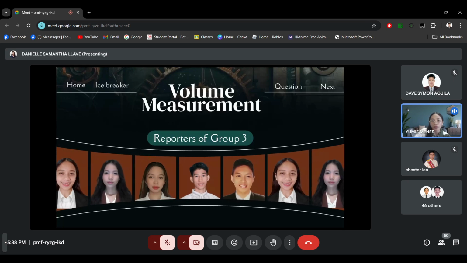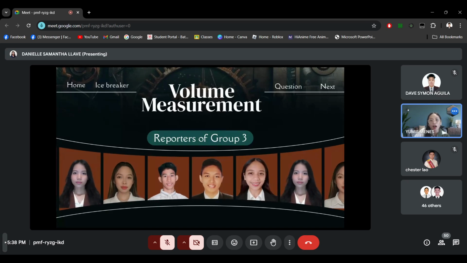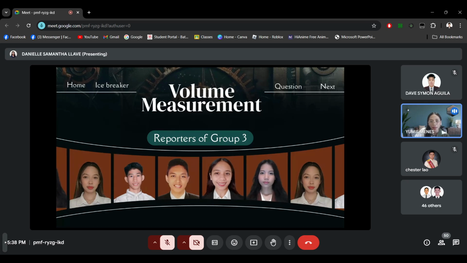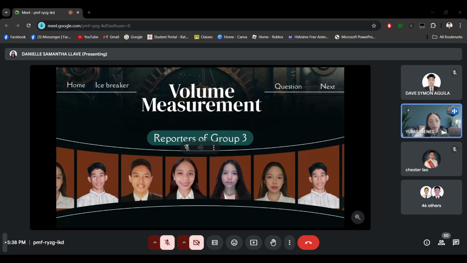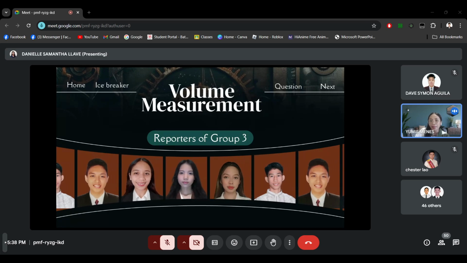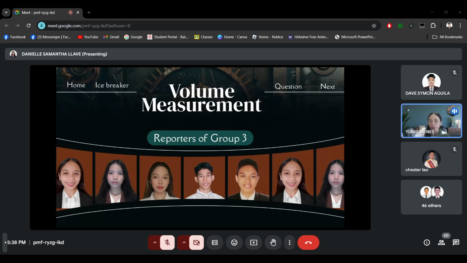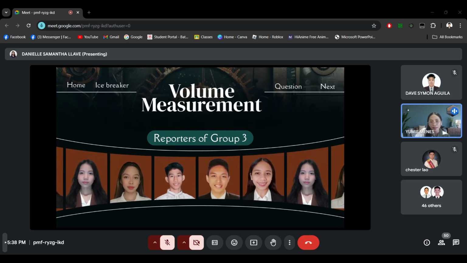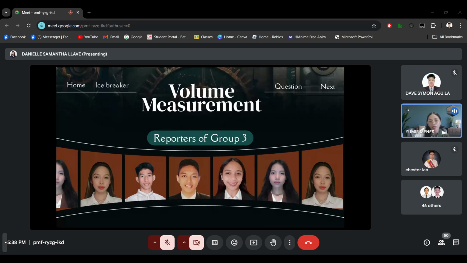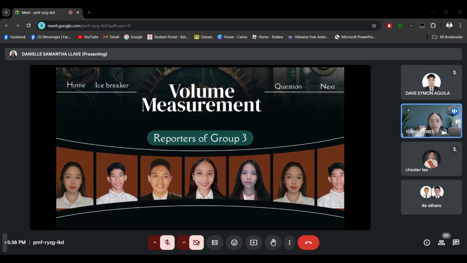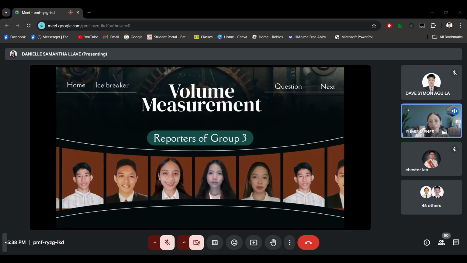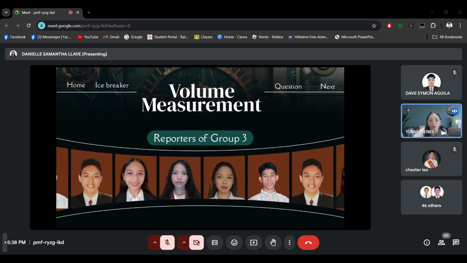Volume measurement refers to the quantification of the three-dimensional space that an object or substance occupies. It is typically expressed in units such as cubic meters or liters and is crucial in fields like engineering, manufacturing, and science for accurate material handling and analysis.